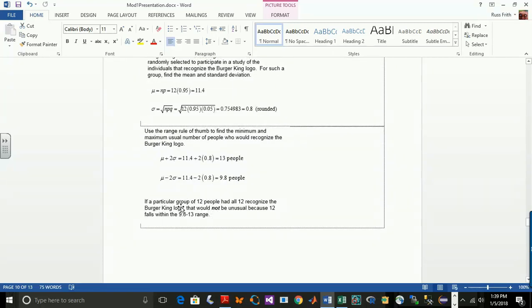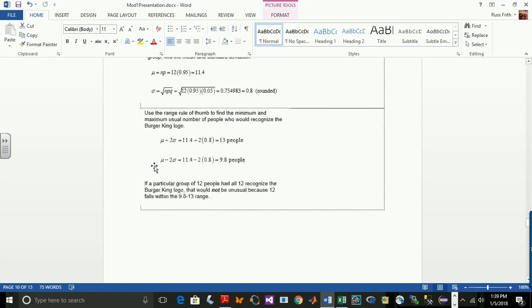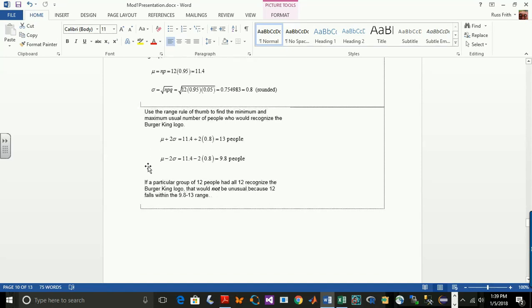So if a particular group of 12 people had all 12 recognize the Burger King logo, that would not be unusual because 12 falls within the range of 10 to 13. Okay, so this is the range of when you select 12 people at random in society. This would be the range for which you would find the number of people in that interval who would recognize the Burger King logo. Okay, so between 10 and 13 people.